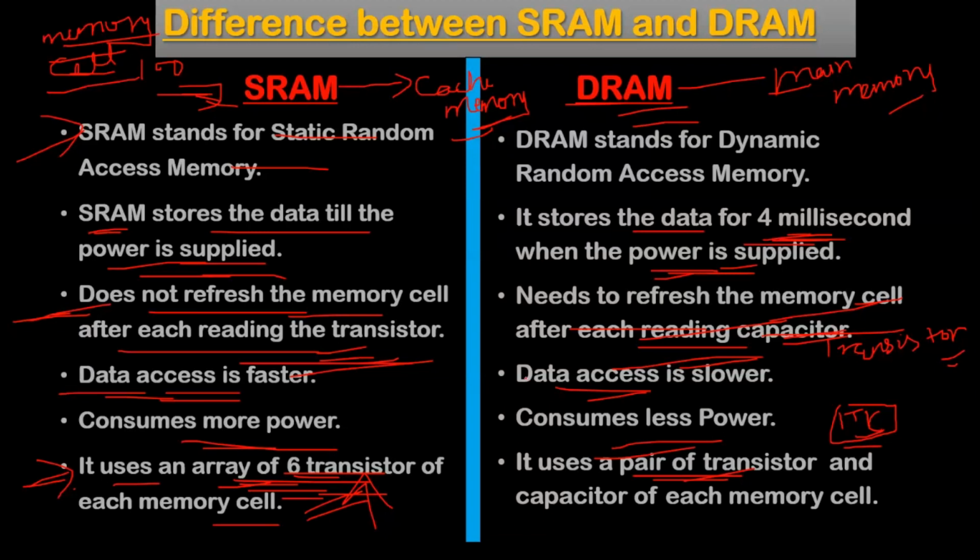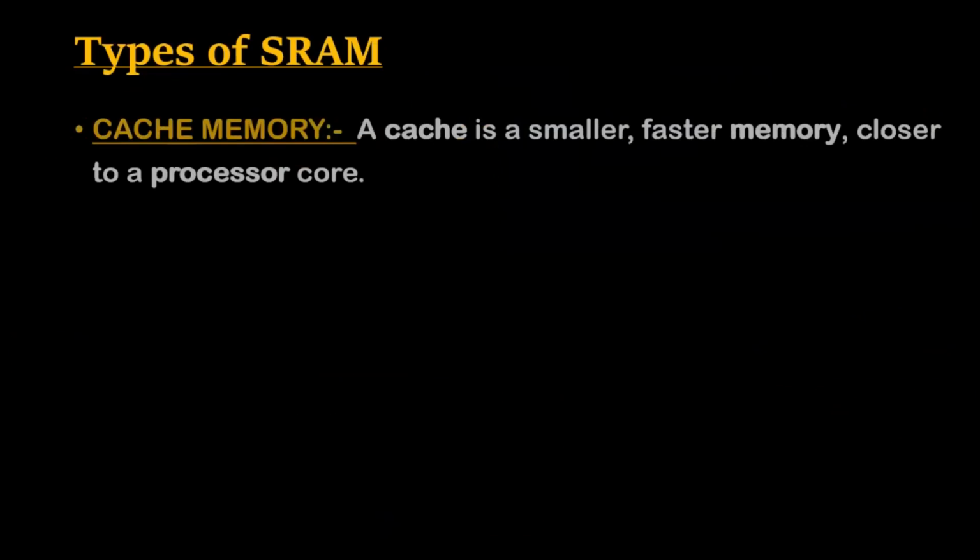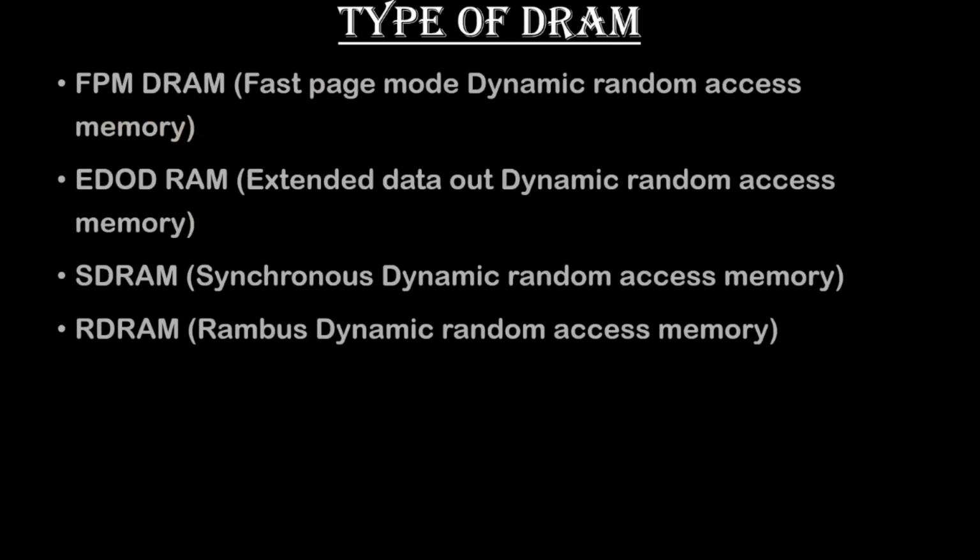Okay, now see again. After that, SRAM and DRAM, here you can see the types of SRAM. We have cache memory, as we discussed. And in DRAM, in main memory, we have 4 types of DRAM available: FPM DRAM, EDO DRAM, SDRAM, and RDRAM. FPM DRAM means fast page mode dynamic random access memory. EDO means extended data out dynamic random access memory. SDRAM means synchronous dynamic random access memory, and RAM bus dynamic random access memory means RDRAM.